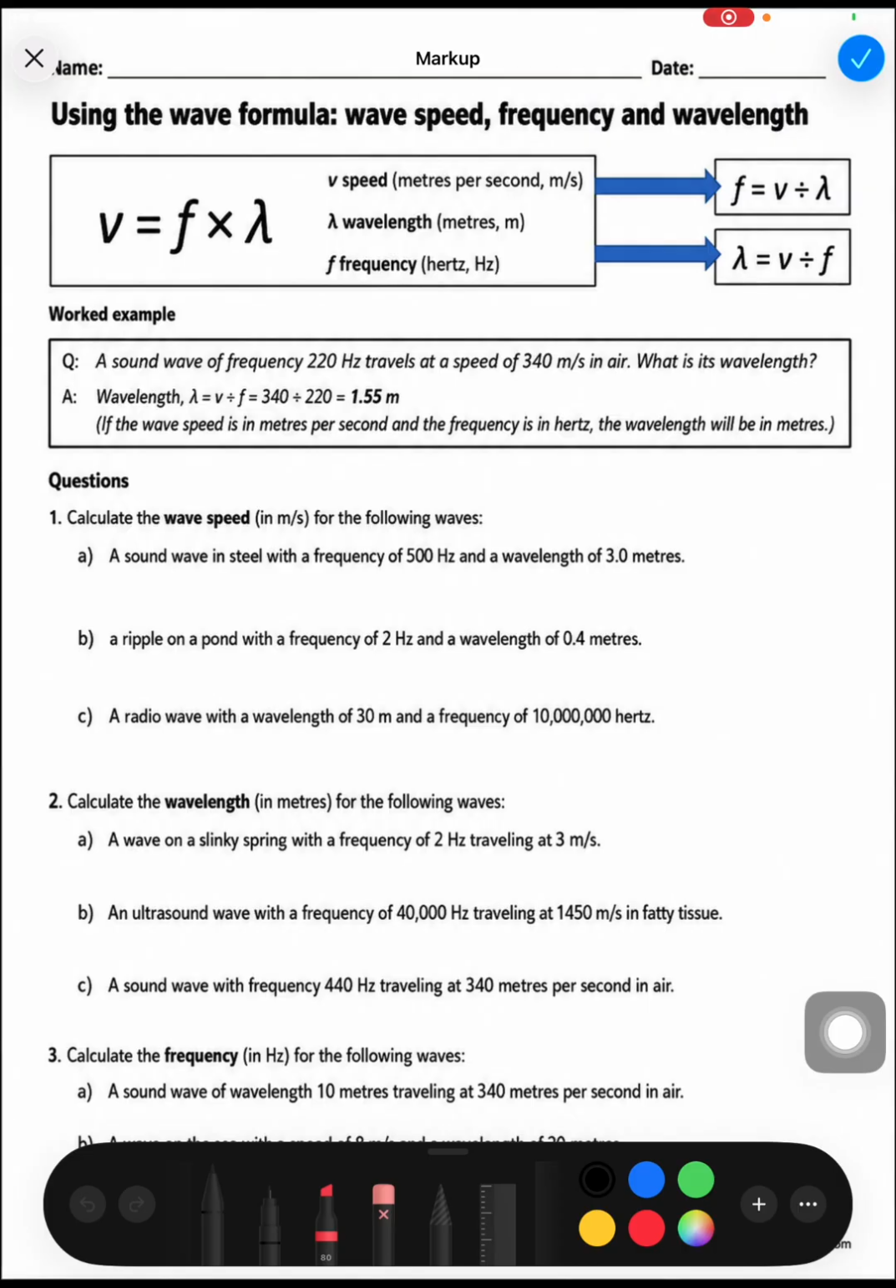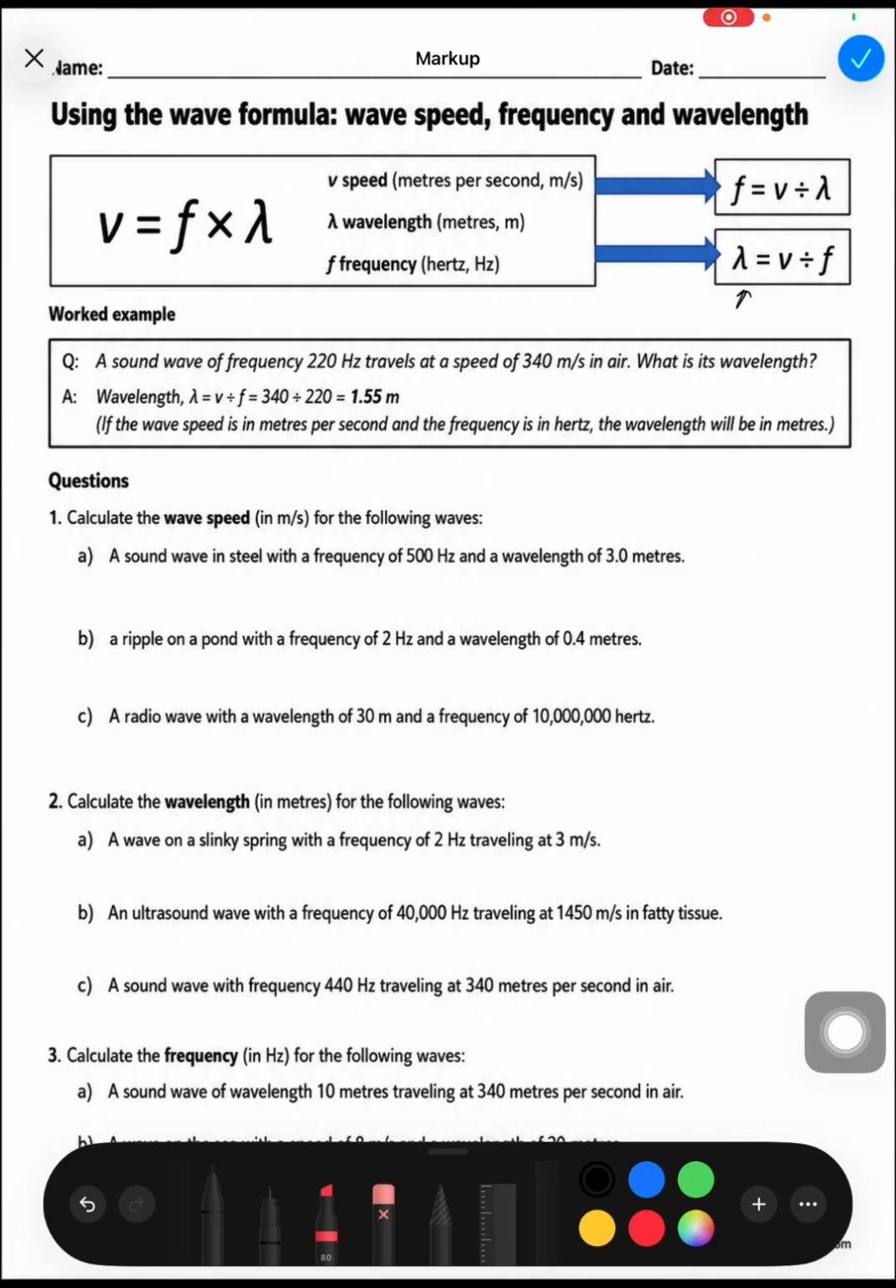So over here we have an example. A sound wave of frequency 220 Hz travels at a speed of 340 meters per second in air. What's its wavelength? So we can see here that it applied this formula, which is wavelength is equal to speed divided by frequency, and they got the answer of 1.55 meters. The wavelength is 1.55 meters. So now we're going to be doing a few questions on this formula.